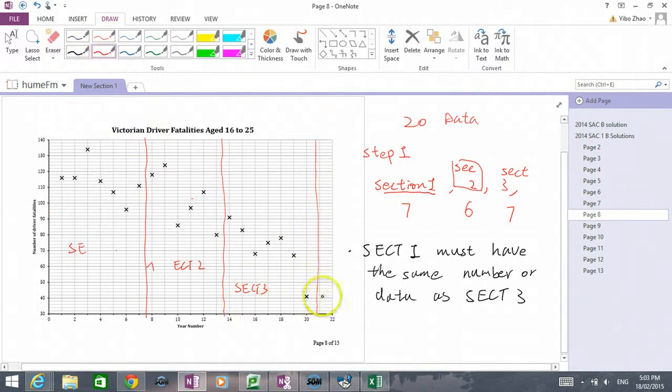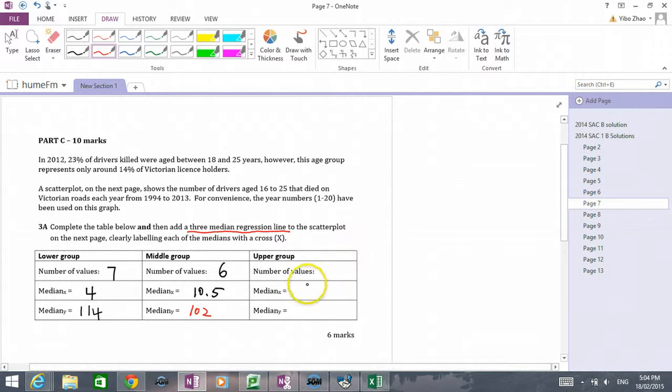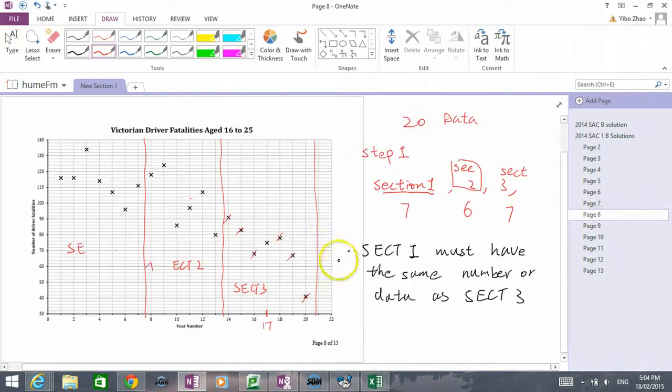Horizontally speaking, I cross a bigger one, I cross a small one, I cross a bigger one, I cross a small one, I cross a bigger one, I cross a small one. I have a median, which is 17. Go back to my previous page. I should have 17.